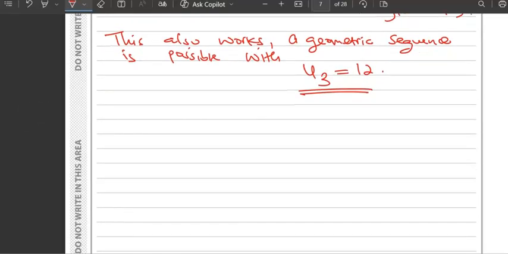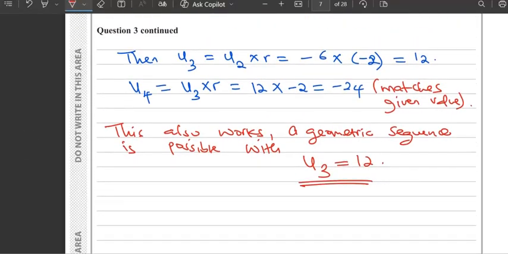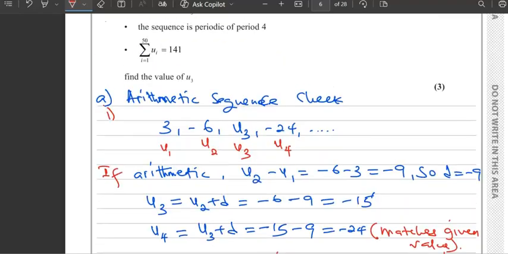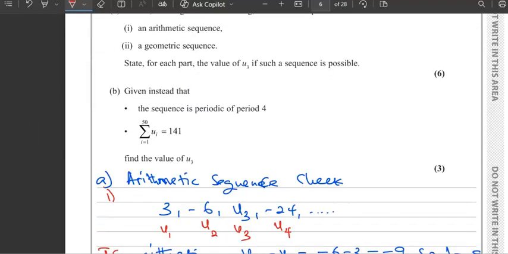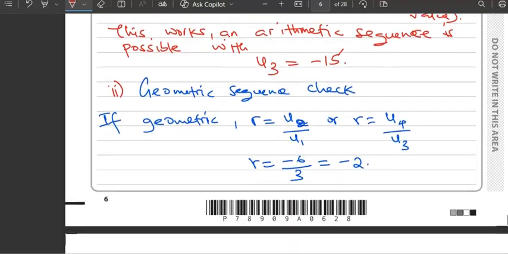Now we can also consider part B here. Going back to the question, what does part B say? Part B says that given instead that the sequence is periodic of period 4, and the sum of the first 50 terms is given as 141. Find the value of u3. Now there's something quite interesting in this case, is that the sequence is periodic. It means it repeats itself after 4 terms. So what does this mean?